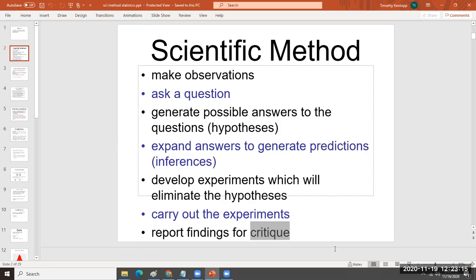So, all right. Are there any questions about the scientific method and the importance of keeping a log or a journal?